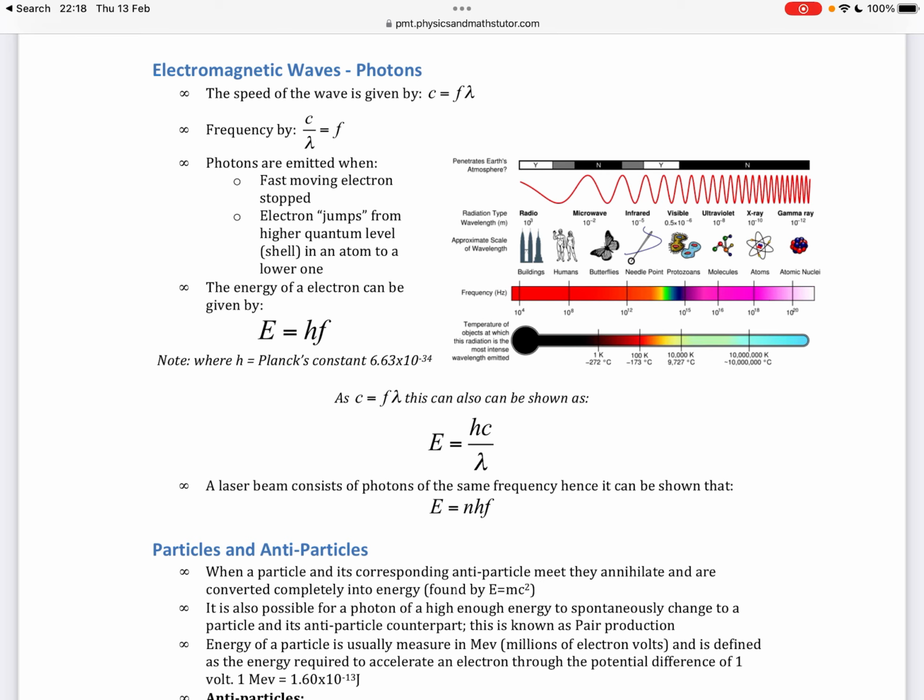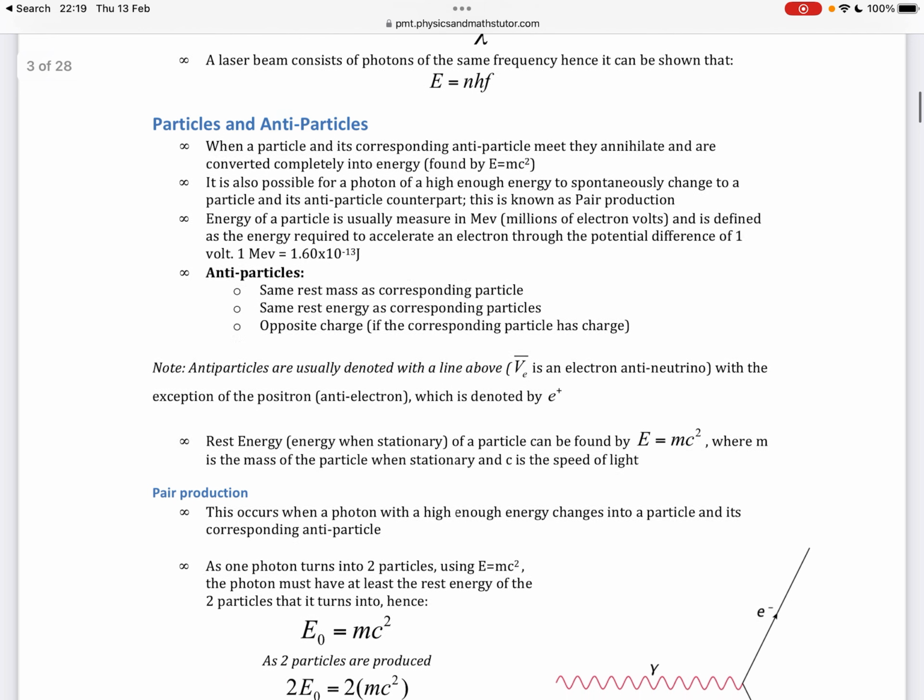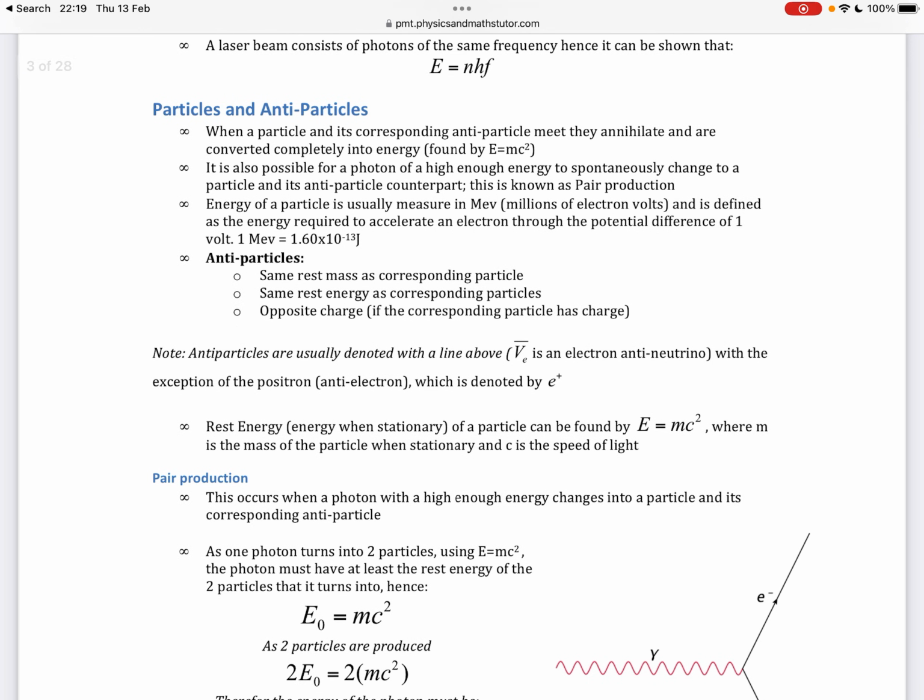As c is equal to f times wavelength, this can also be shown as E equals hc over wavelength. Simple. And a laser beam consists of photons of the same frequency, hence the energy can be shown as E equals nhf. Okay, what about the particles and the antiparticles?